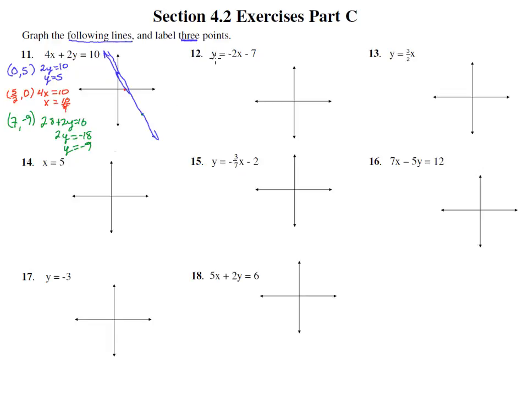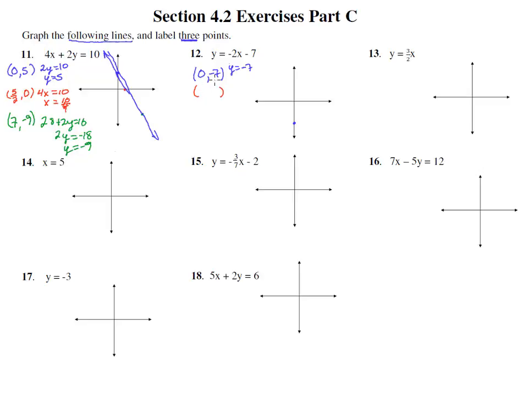Number 12, y equals negative 2x minus 7. Well, my favorite one to try is that 0 to begin with. Stick 0 in for x, and I get y equals negative 2 times 0 is 0 minus 7. Y equals negative 7. So we start down here at 0, negative 7. That's our y-intercept.